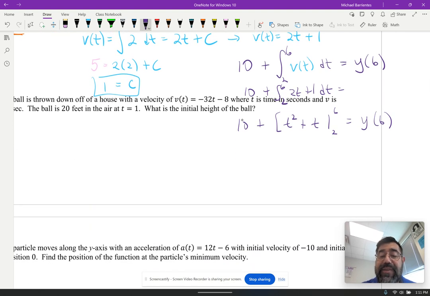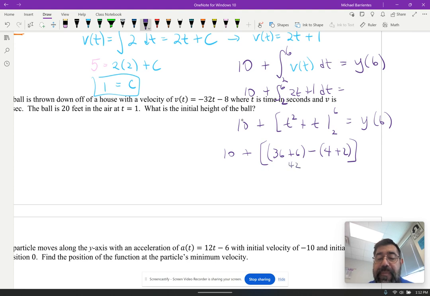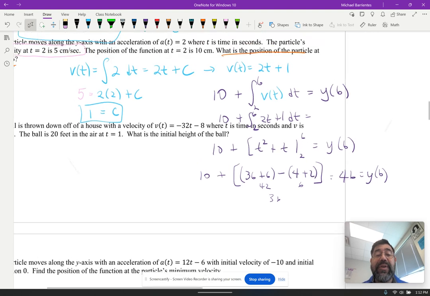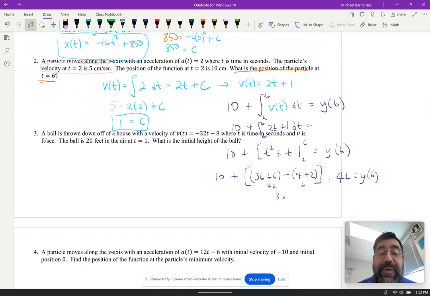So in order to figure that out, substitute the 6, substitute the 2, and subtract those. And whatever answer I get, I'm going to add it on to 10. This is 42, and this is 6. 42 minus 6 is 36. And if I add it on to 10, that's going to be 46. That's the position at time 6. That's what we were looking for on letter B, and we were able to find it.